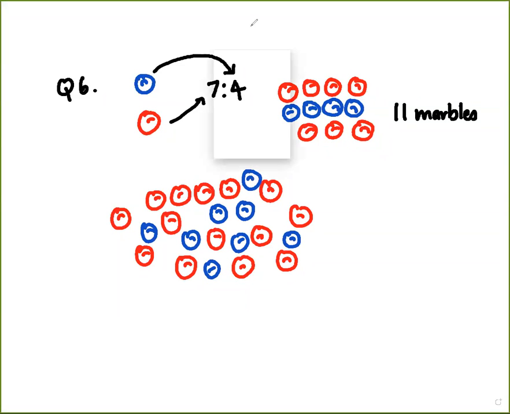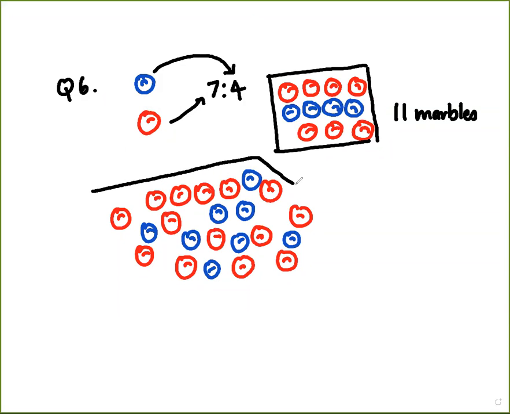So in this one set of marbles the ratio is 7:4. But in this set also, sorry, I made it like a SIM card, the ratio is exactly the same. It's 7:4. But what is the total number of marbles in the second set? 22.